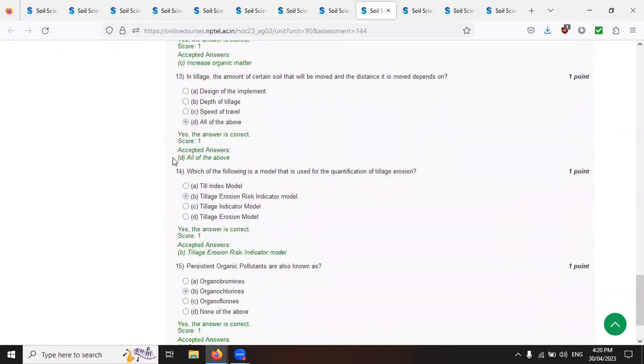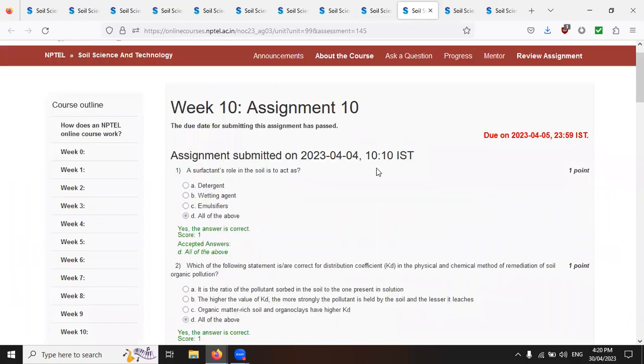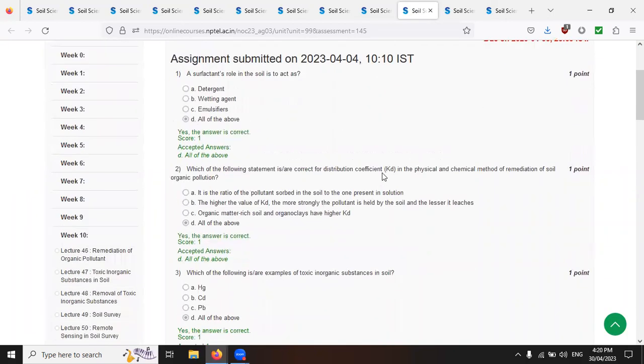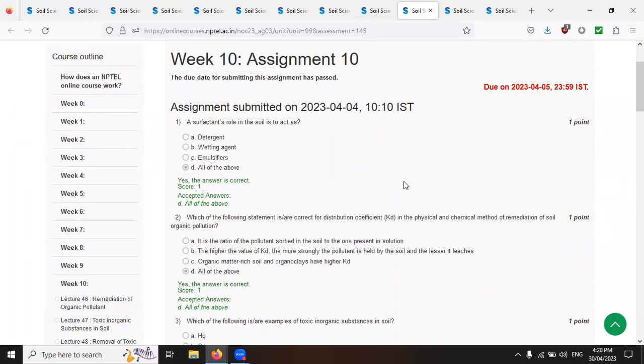Persistent organic pollutants, also known as organochlorines, bad, pollute, can't get rid of. A surfactant's role is to act as a detergent, a wetting agent, an emulsifier. It's all of them. Which of the following statements is true about the Kd coefficient for remediation of soil? It's all of them.